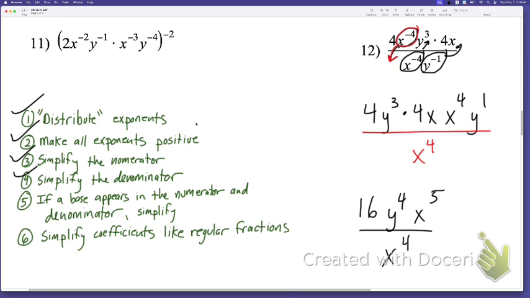If a base appears in both, we need to simplify. Okay, so we have x to the 5th in the numerator, x to the 4th in the denominator. The power in the numerator is 1 higher than the one in the denominator. So after canceling, we'd have 16 y to the 4th, x to the 1st. The denominator is just going to be 1. We don't need to include that. And in our final answer, we would just say x instead of x to the 1st.